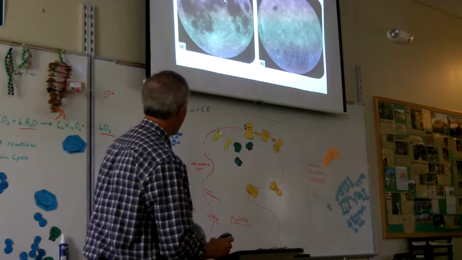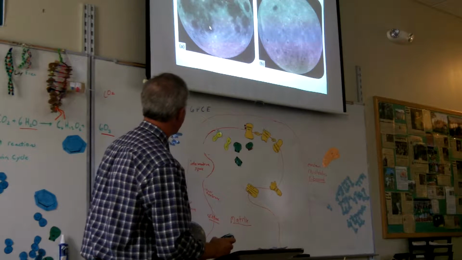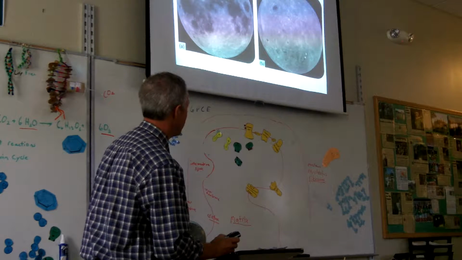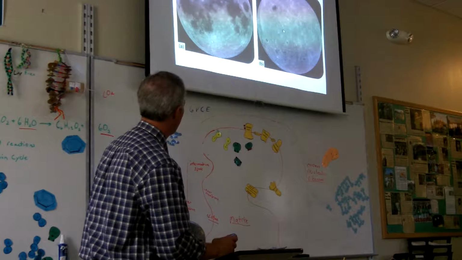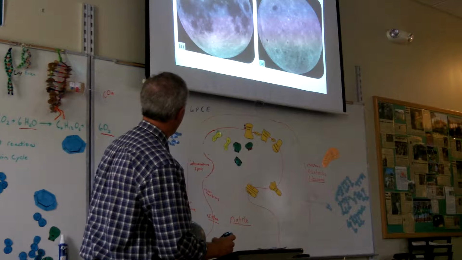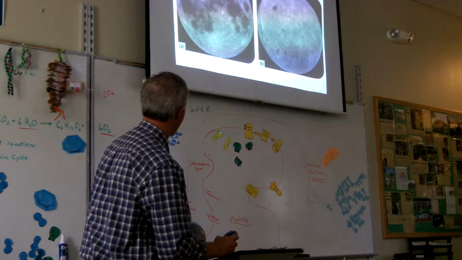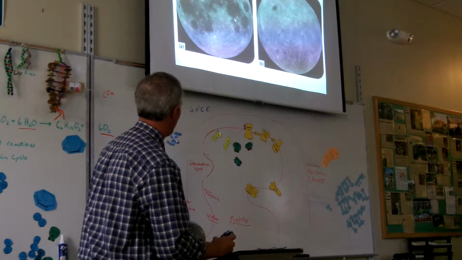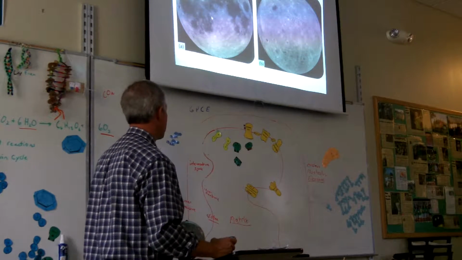This is the near side of the moon that faces us. This is the far side of the moon that doesn't face us. Do you notice the big difference between the two? More dark on the near side than on the far side. Why is that? Well, you need to understand this.